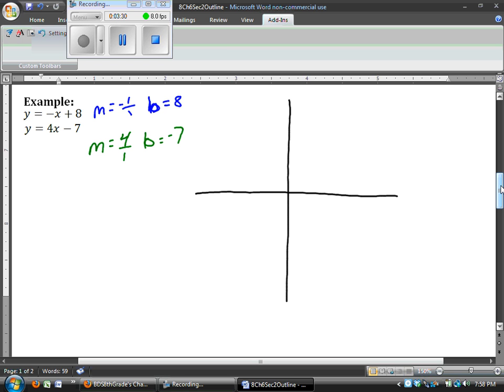We'll put the first one up. So we'll go up 8, 2, 3, 4, 5, 6, 7, 8 for our y-intercept. Then it's telling me to go down 1 and right 1. And there's my line. Okay? If I do the second equation, it's telling me to go down 7, 2, 3, 4, 5, 6, 7, y-intercept. And then I'm up 4, 1, 2, 3, 4 over 1. And there's this line.